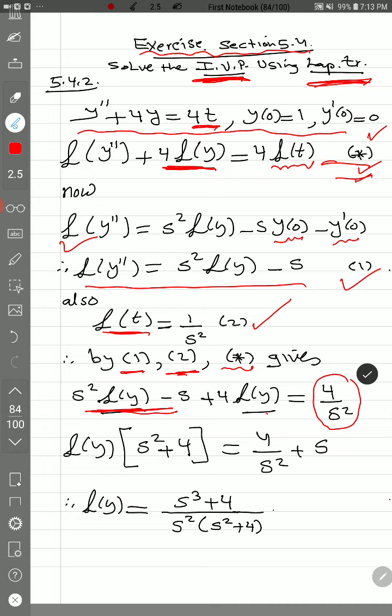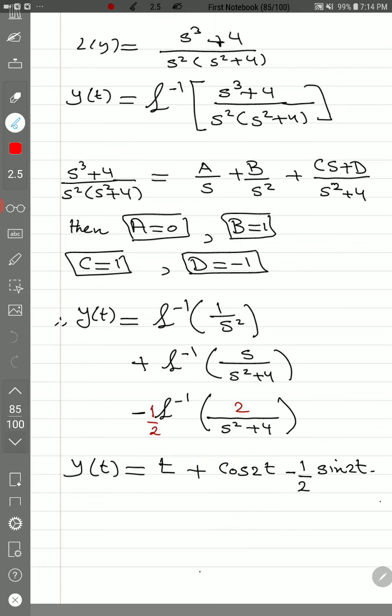So take Ly as a factor between the two terms here, you will write s squared plus 4, and take the other term to the other side. Of course you can put this as s cubed plus 4 over s squared, divide by this, and you get L of y in this form. Now how you find y is just you take L inverse of all this. Let's go to the second page to find the L inverse.